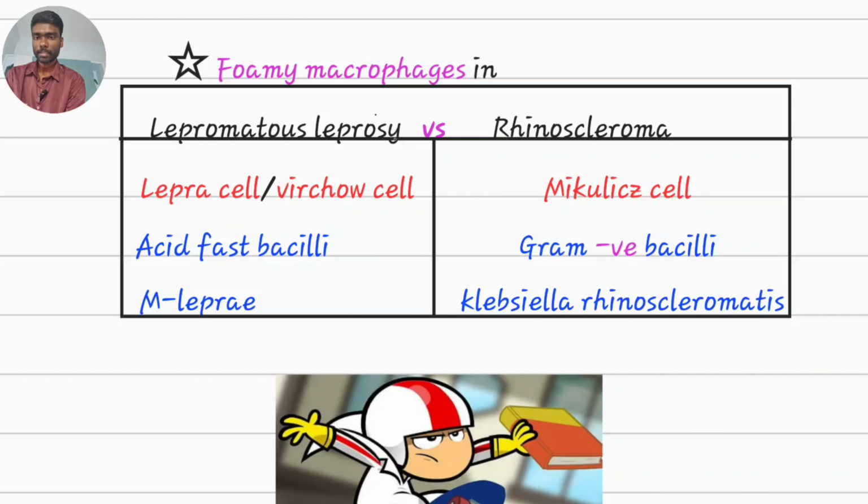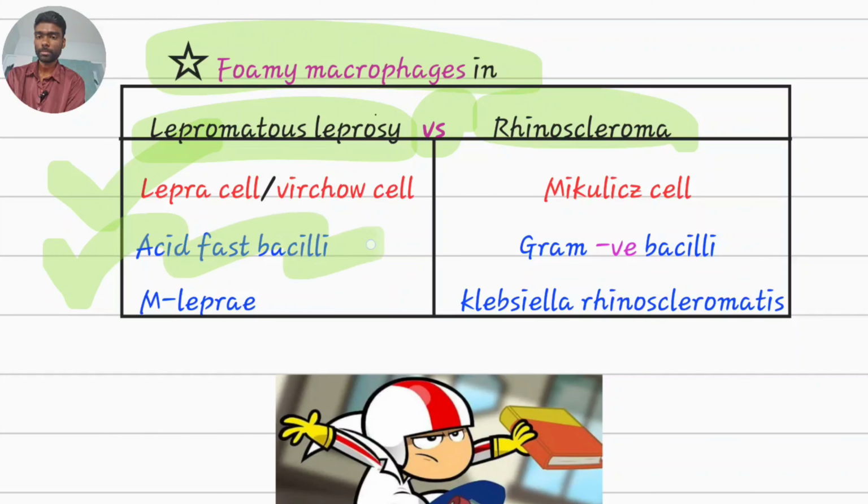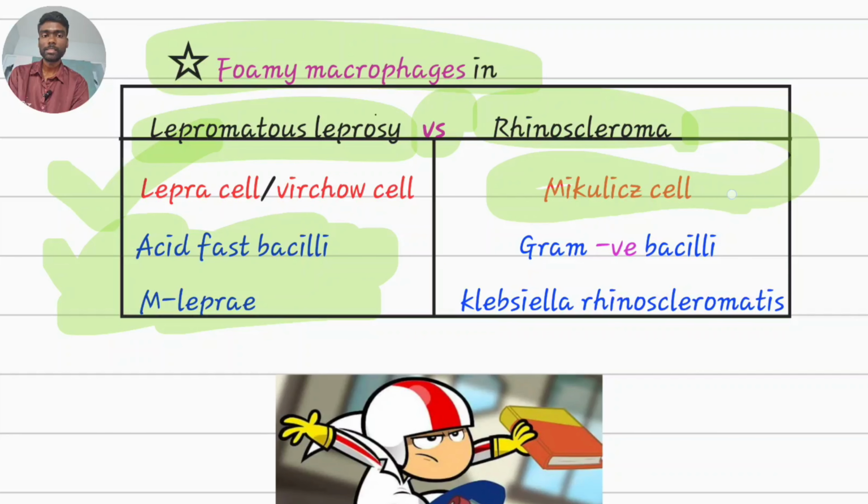In lepromatous leprosy and rhinoscleroma, both off-label uses of rifampicin, there is a classical feature called foamy macrophages. What is the difference? In lepromatous leprosy, they are called lepra cells or Virchow cells, which contain acid-fast bacilli called M. leprae. As this bacillus is obligate intracellular, it likes both macrophages and squamous cells. Whereas in rhinoscleroma, it is called a Mikulicz cell, which contains gram-negative bacilli called Klebsiella rhinoscleromatis.